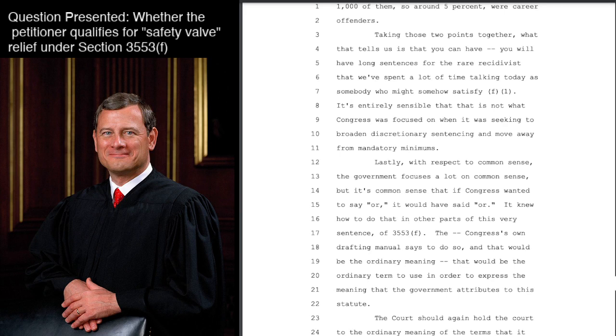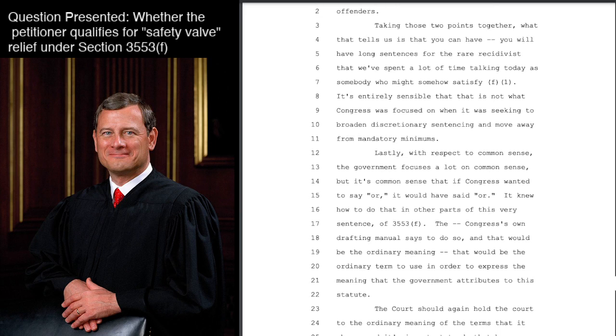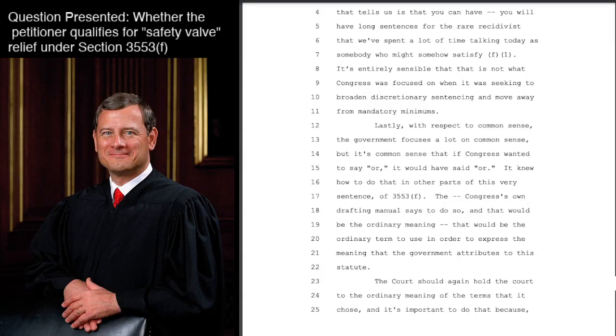Lastly, with respect to common sense, the government focuses a lot on common sense, but it's common sense that if Congress wanted to say "or," it would have said "or." It knew how to do that in other parts of this very sentence of 3553(f). The Congress's own drafting manual says to do so, and that would be the ordinary term to use in order to express the meaning that the government attributes to this statute.